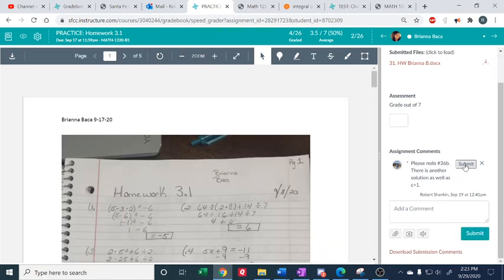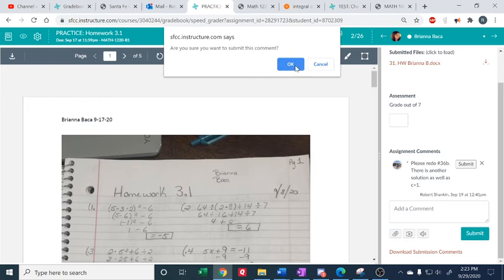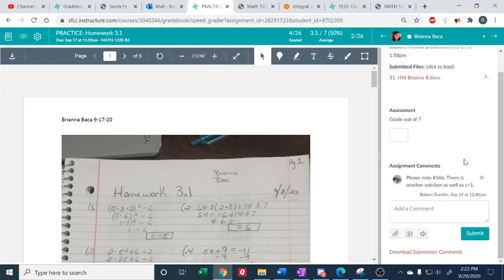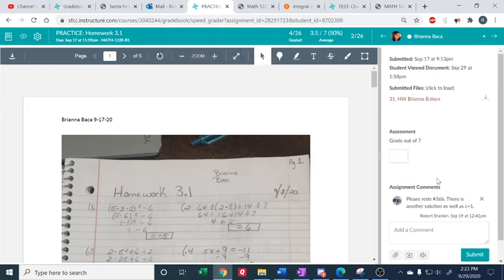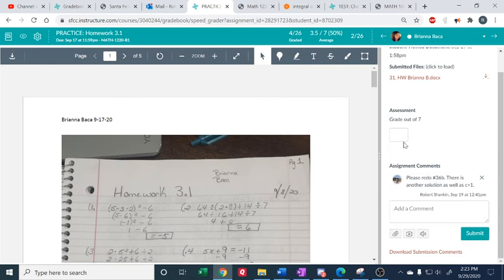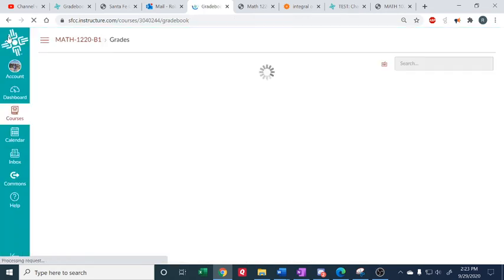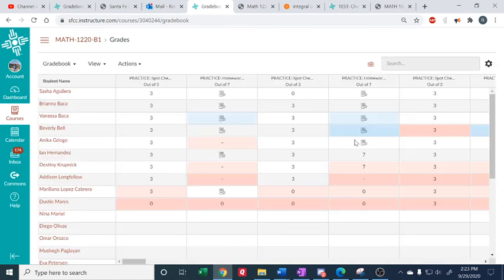All right, let me hit submit. All right. Can you see the comment now on 3.1? Brianna. Sorry, I'm trying to reload it real fast. Okay.